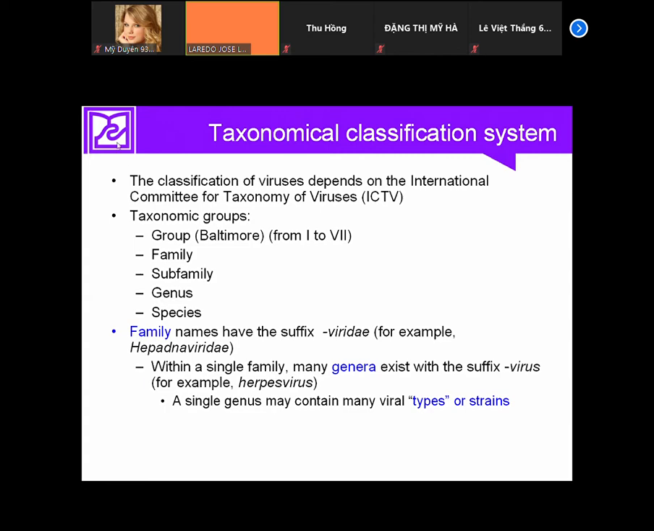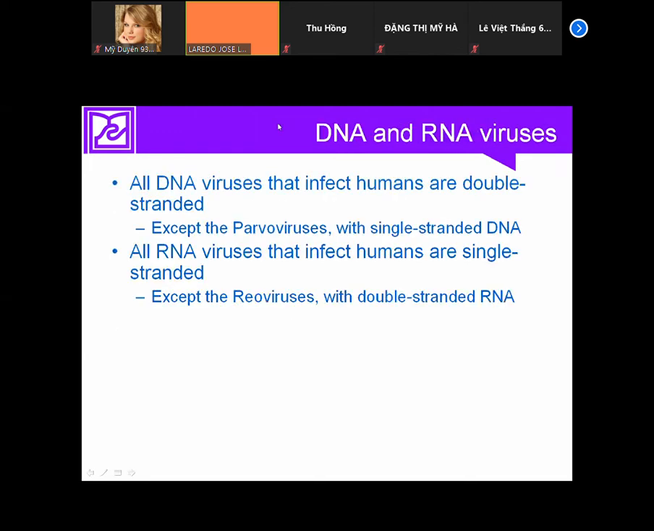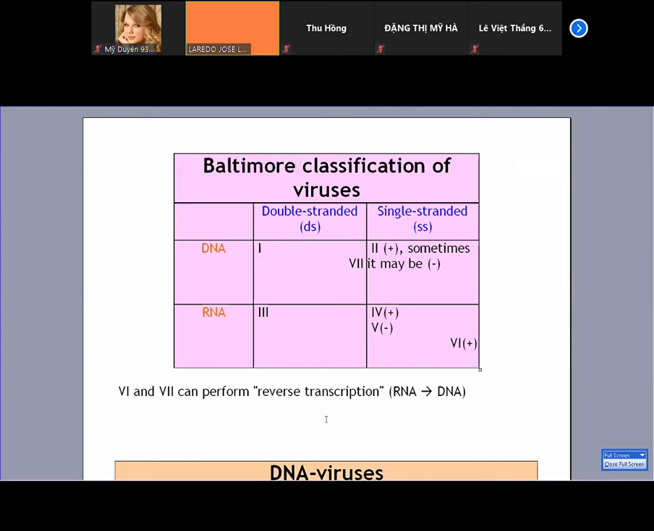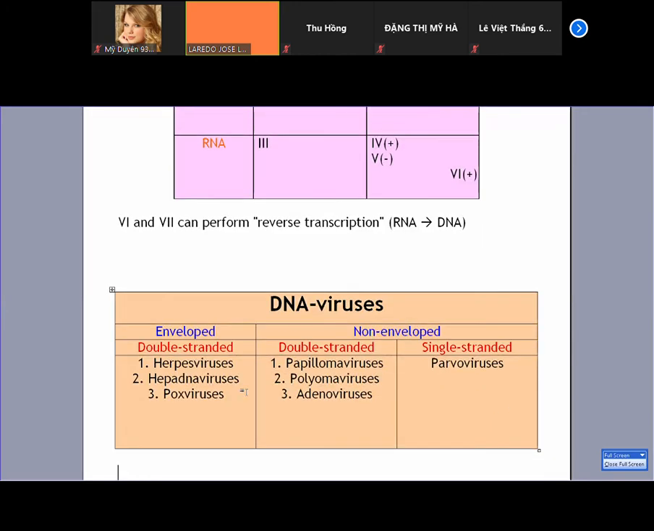So to classify viruses, we are going to use the Baltimore classification that I showed you before. We are going to use the family, the genus, and maybe the species. So the classification of viruses is much easier than the classification of bacteria. In this course of microbiology, we are going to classify viruses as DNA or RNA, in two groups.